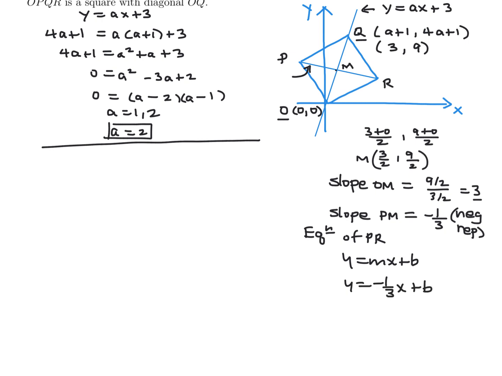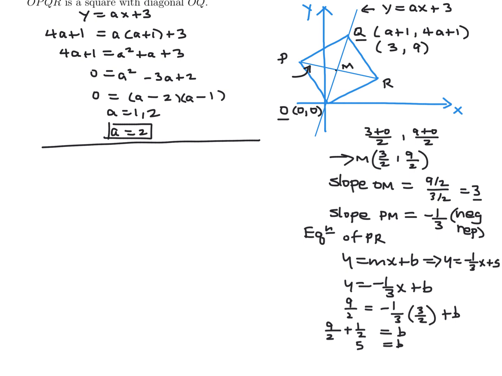And then we can substitute in, since this point is on that line PR, and m was this guy right here. So 9 over 2 is equal to minus 1 over 3 times 3 over 2 plus b. And then b is 9 over 2 and then plus a half. So b would be 10? Oh, b would be 5. So that means this equation is y is equal to minus 1/3 x plus 5. Okay, that's a pretty good result.